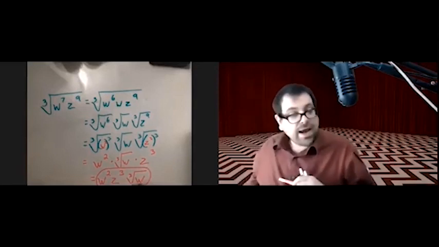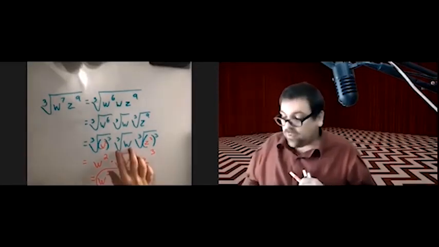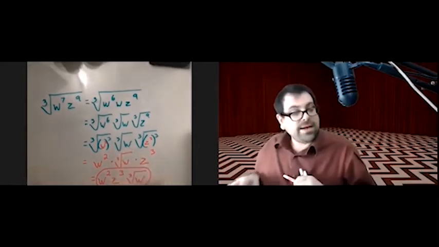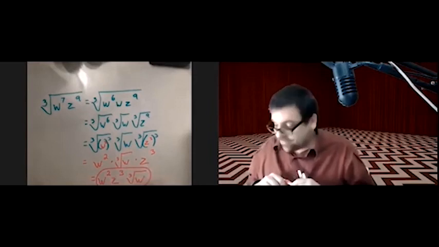We always leave our radical at the end, and if there was more than one piece that couldn't be simplified, we would end up combining those like radicals.